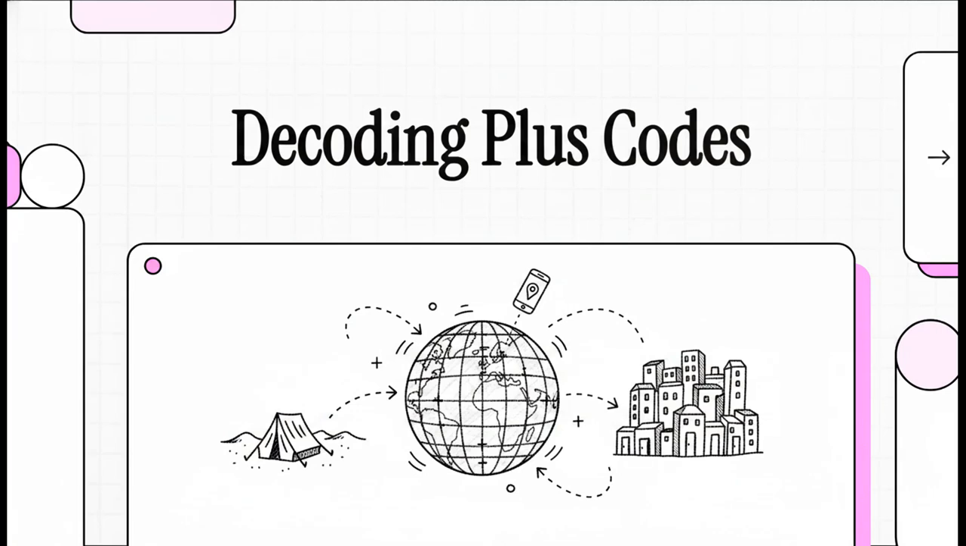I'm absolutely thrilled you're here today because we're going to demystify a piece of tech that is literally reshaping how we navigate our world. We're talking about Google's Open Location Code, or as you probably know it, Plus Codes. It's this incredible system that gives a digital address to literally anywhere and everywhere on Earth. If you've ever wondered how your phone can pinpoint a single tent in the middle of a vast desert, or a specific front door in a dense, unmapped neighborhood, well, you're in exactly the right place.